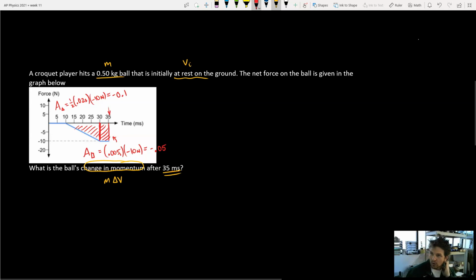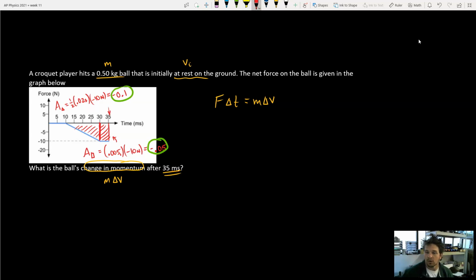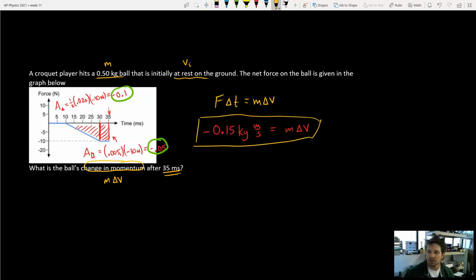All right. So when we set this up, remember the impulse momentum theorem. This whole thing, mass times change in velocity, is the change in momentum. So as long as I find the area, we're going to be good. So the area would be adding together both of these things. So -0.15 kilogram meters per second. That is equal to my change in momentum, and that right there is my answer. It's negative, so that means my momentum decreased over the course of the problem.